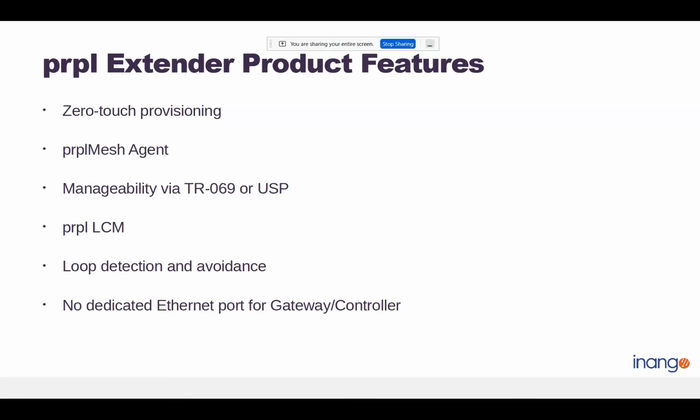Loop detection and avoidance. Though loops don't happen often in home networks, extender has a loop detection capability, and if a loop is detected, extender disables its port that causes a loop by using the STP protocol.